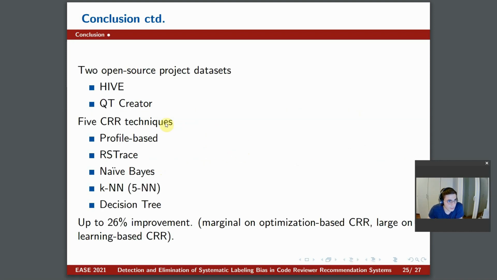And again, overall, we have analyzed our method in two open source projects, Hive and Qt Creator, on 5 different code reviewer recommendation techniques: profile-based, RSTrace, naive Bayes, KNN, and decision tree. And we have observed up to 26% improvements. These improvements are marginal on optimization-based CRR techniques, in our case profile-based and RSTrace, and large on learning-based CRRs, which are naive Bayes, KNN, and decision tree.